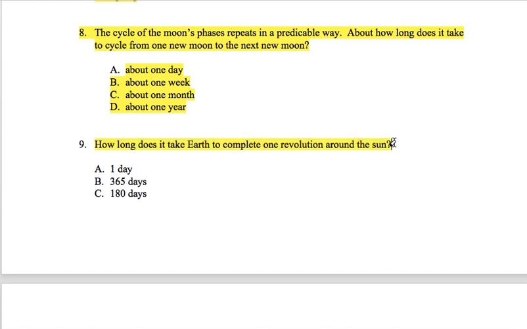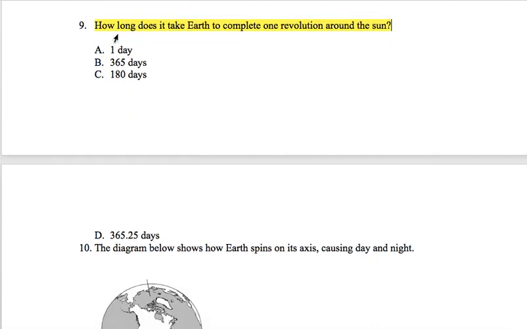Number 9. How long does it take Earth to complete one revolution around the Sun? A. 1 day. B. 365 days. C. 180 days. Or D. 365.25 days.